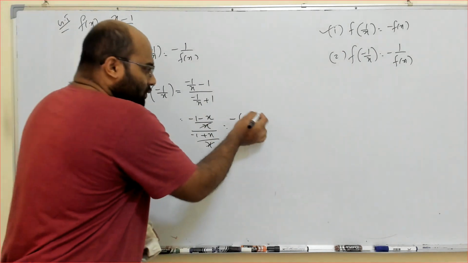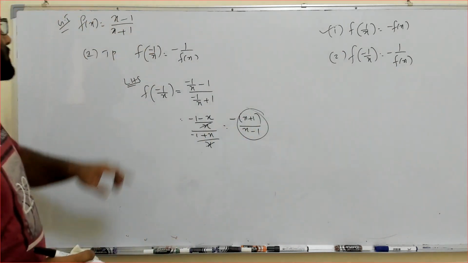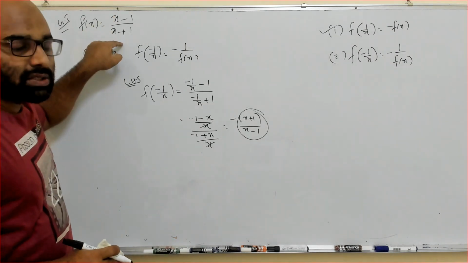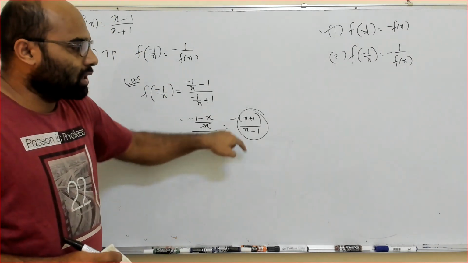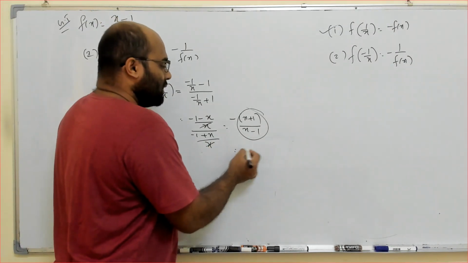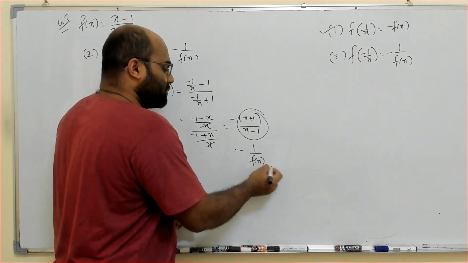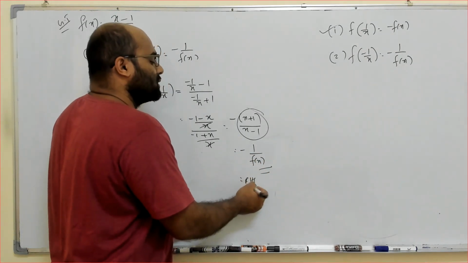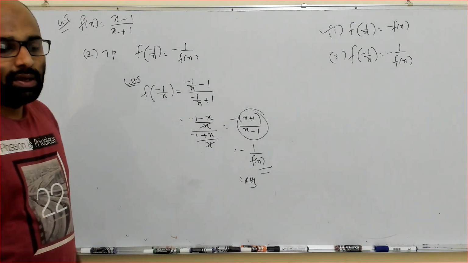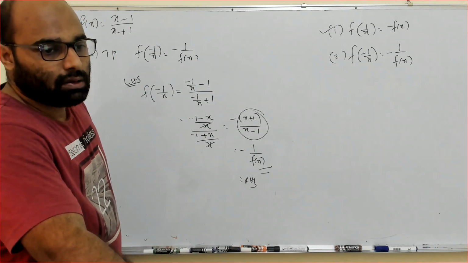See, this is the reciprocal of f of x. f of x is x minus 1 by x plus 1, and this is the reciprocal. So what can we write? Minus 1 by f of x, reciprocal of. That is RHS. I hope you understood this also. Next, a few more questions are coming.